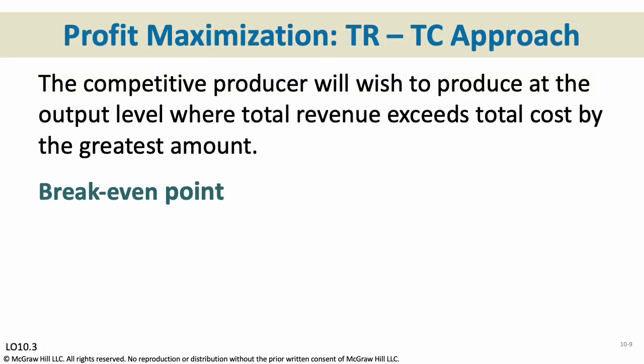So a competitive producer will wish to produce at the output level where total revenue exceeds total cost by the greatest amount. And let's take a look here. A term you may have heard before, if you have taken an accounting or management class, is your break-even point. And in any form of business, economics, etc., your break-even point is the point where total revenue equals total cost.